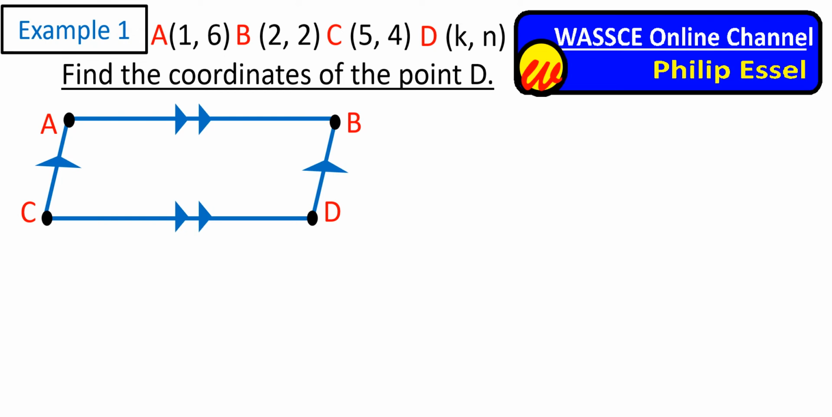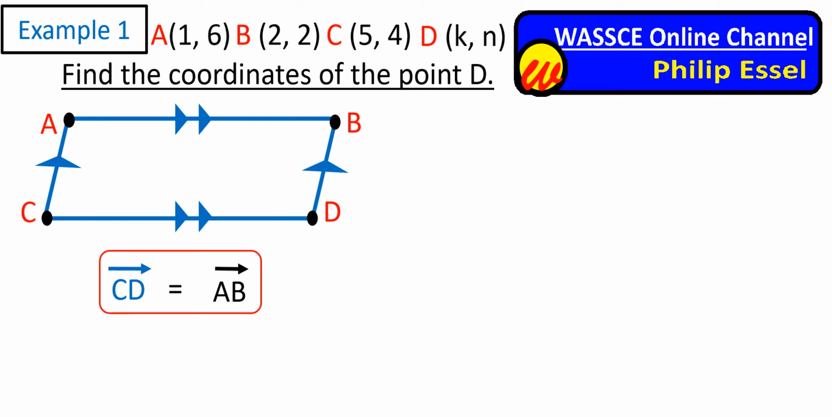Now, we will use whatever we've learned in the previous slide to do this. First, we know that for this parallelogram, the side CD is equal to the side AB. So what it means is that the vector CD should be equal to the vector AB. So let's take that information down.